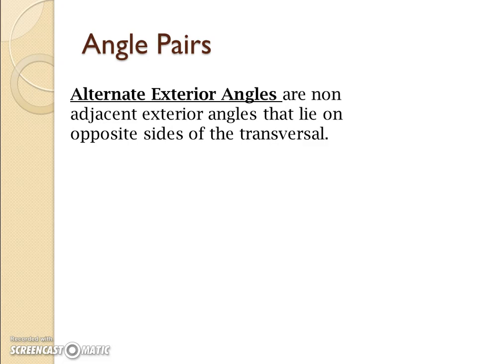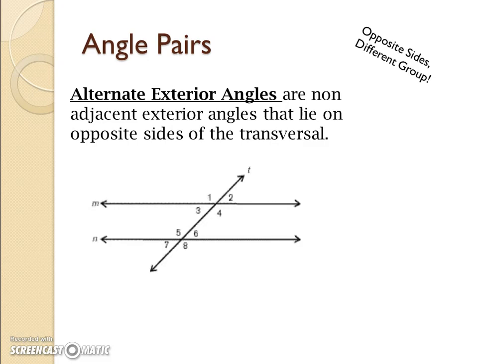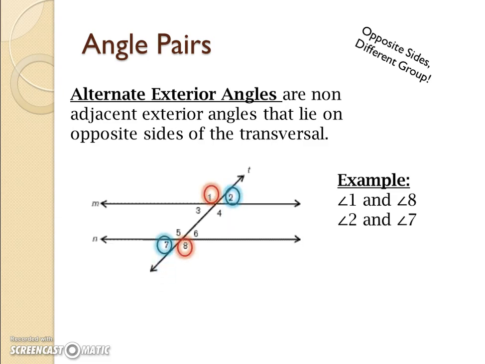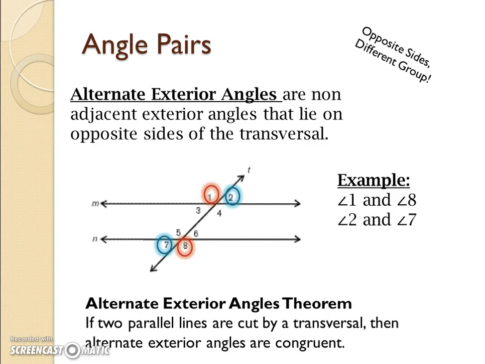The next one is alternate exterior angles. These are similar to alternate interior, except these are exterior. Opposite sides, different group. So angle 1 and angle 8, angle 2 and angle 7 are pairs of alternate exterior. Just like alternate interior, alternate exterior angles are congruent.